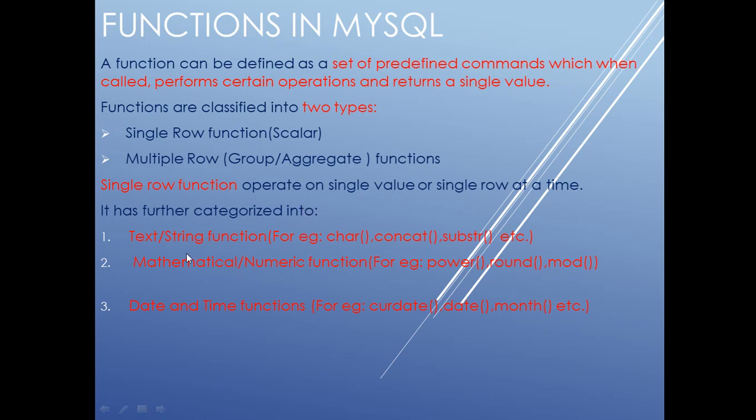It is categorized into three categories of single row function, and in your syllabus these are the three categories of functions which you have to learn. The first, which comes under single row functions, is the text or string function. Under the text and string function, there are char, concat, substr, etc. There are many functions which come under the category of string and text functions. So what will be the definition of text and string functions? Text and string functions work on the string value.